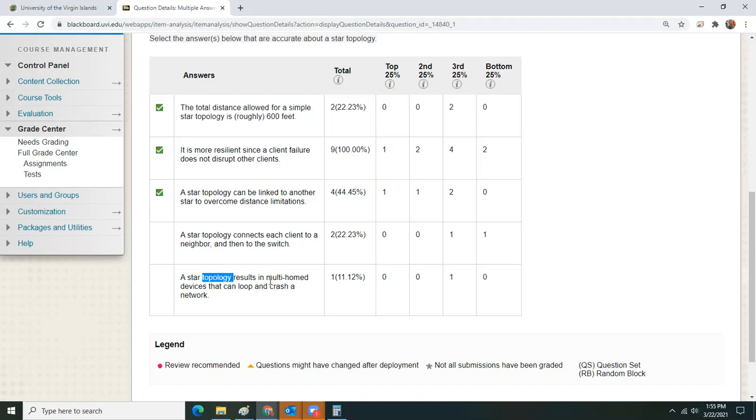Star topology results in a multi-homed device that can loop and crash a network. No, it doesn't. In fact, a star topology helps reduce the possibility of a loop. But one thing you don't want to do is have two network cards on a single system and then loop them together on the same switch. I'm not sure why you would connect two network cards to the same switch for the same reason. That's just goofy. You would want to team them together and not loop them. So anyway, that's not a good answer right here.